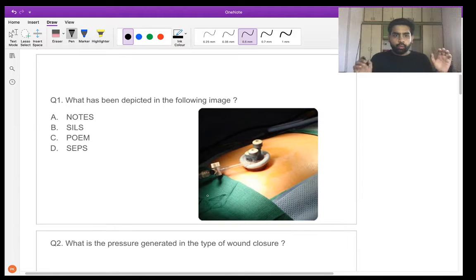So what is being depicted in this particular image? Guys, can you help me with this? What is being depicted in this particular image? Is it NOTES, SILS, POEM, or SEPS? What is the answer?